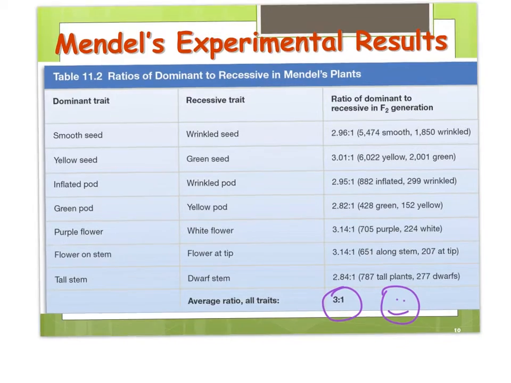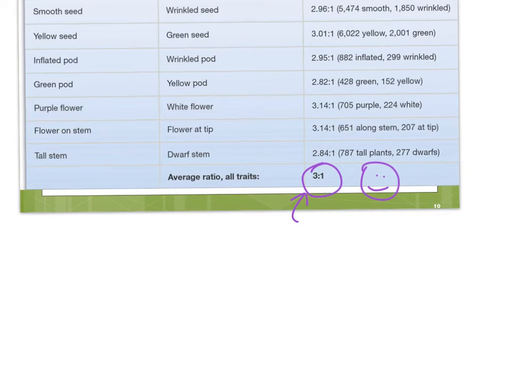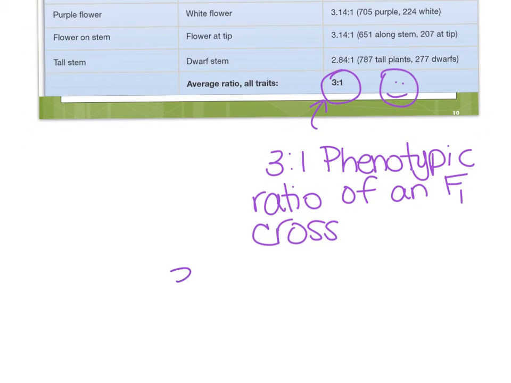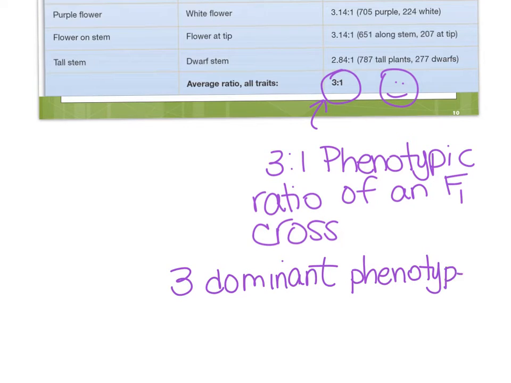This here is going to be the phenotypic ratio of an F1 cross. What is an F1 cross? What does F1 mean? It's first filial generation, but it means it's 2 hybrids. And when I say it's 3 to 1, what that means is that you have 3 are going to show the dominant phenotype, and 1 will show the recessive phenotype.